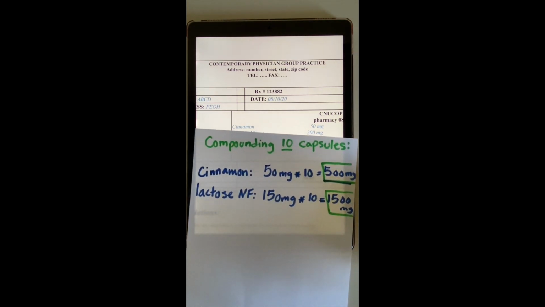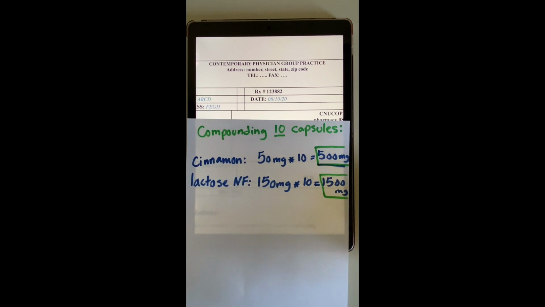Somebody may ask, well, on the prescription you are given number 5, so how come you make 10? Usually in pharmacy we make more to compensate for the loss of the ingredients in the process of compounding and filling. We just want to make sure that we have enough of all of our ingredients mixed together so we can fill the number that we are going to give to our patient.